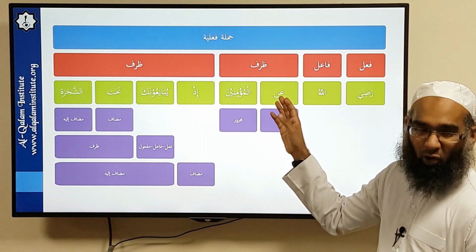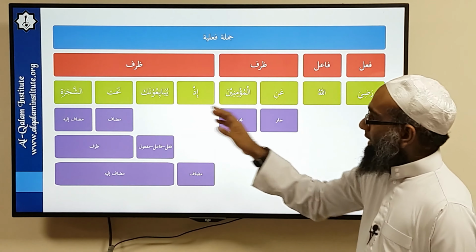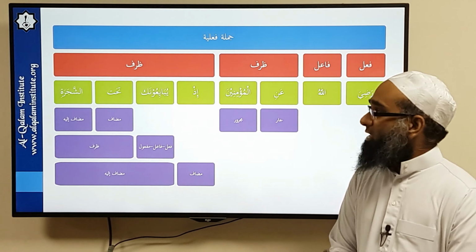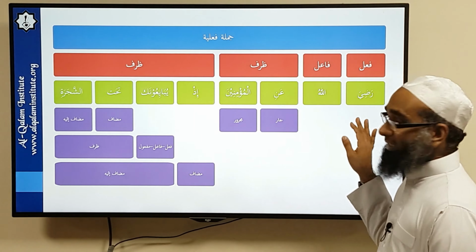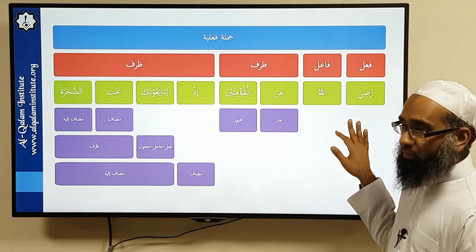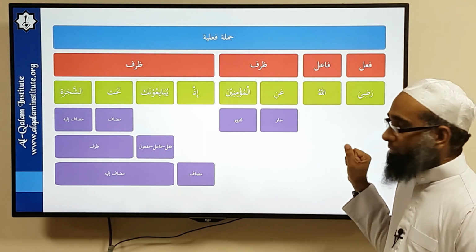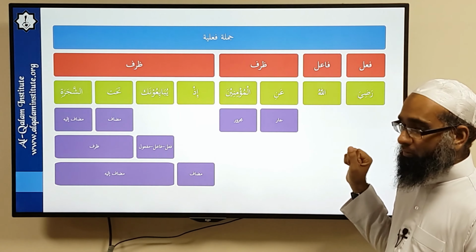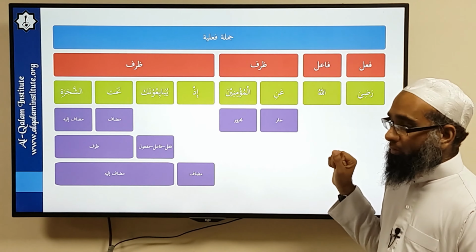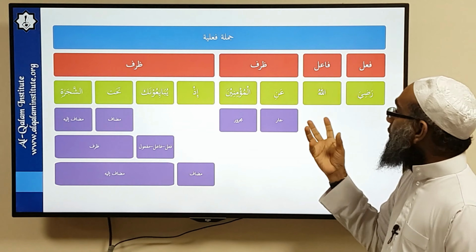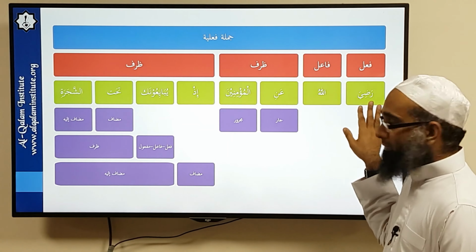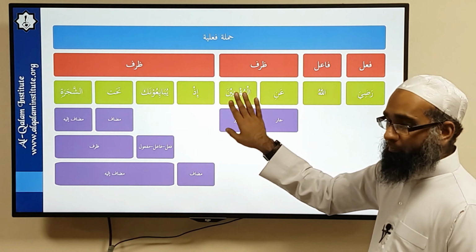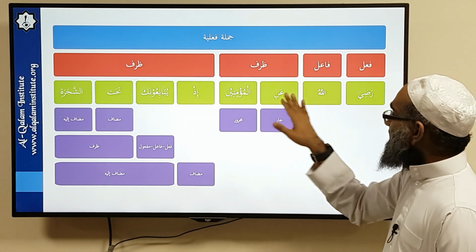Translation: radhiya means to become happy. An here means with or regarding. Yubayi'unaka means pledging allegiance or promising. Tahta means under and shajara means tree. So translate, you start. رضي الله عنه, so it would be happy with Allah. Who's becoming happy? Allah. So Allah became pleased with the mu'mineen. Allah became pleased with the believers.